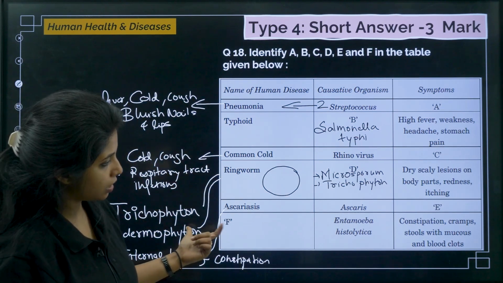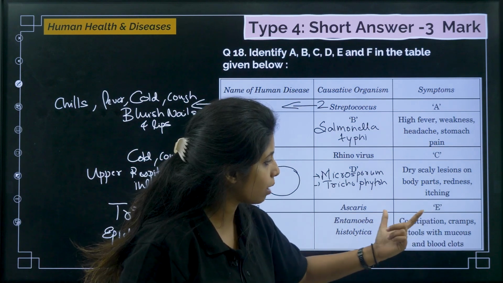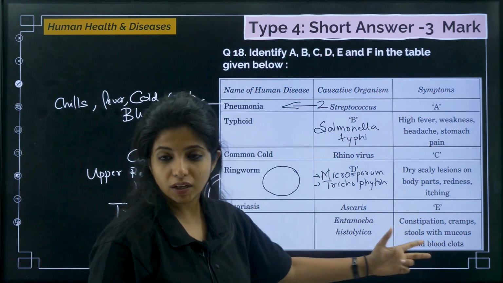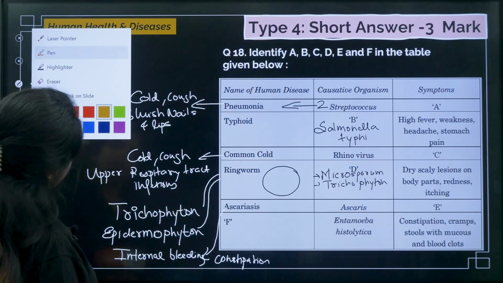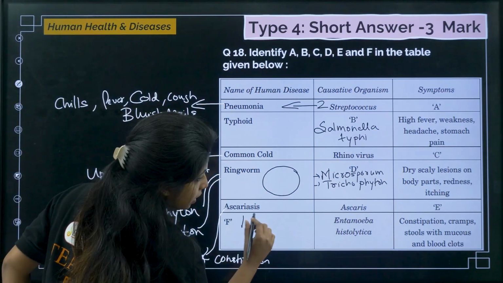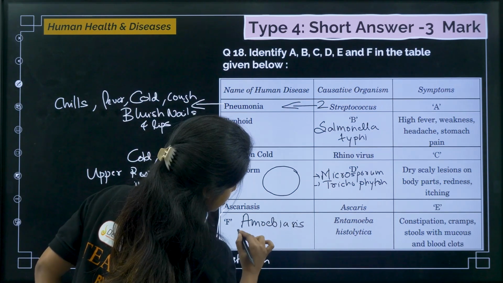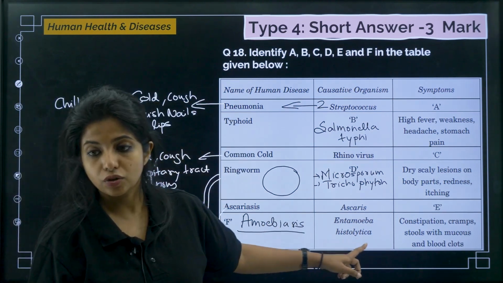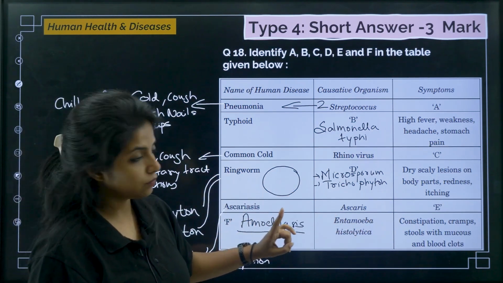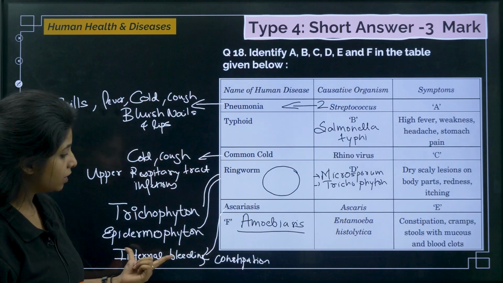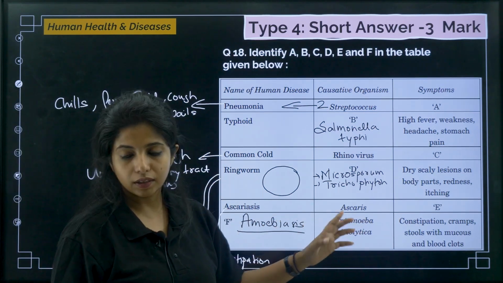Now, over here you have a disease which is caused by Entamoeba histolytica. It causes constipation, cramps, stools with mucus and blood clots and everything. Again, what can you write? It is amoebiasis, which is the disease that is caused by Entamoeba histolytica. Okay, got it? Apart from internal bleeding and constipation, you can write loss of appetite and things like that also over here in the case of ascariasis.